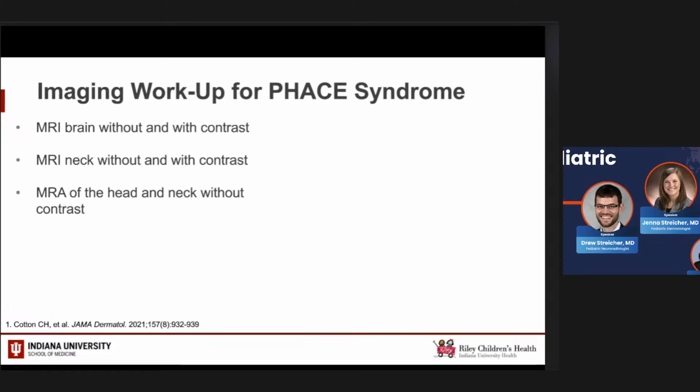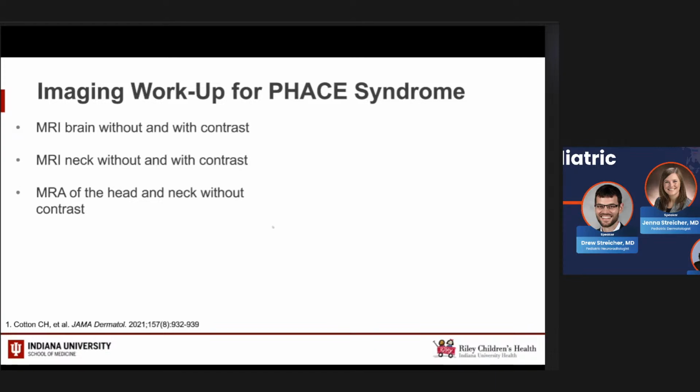You can have airway hemangiomas and things of that sort, where a neck MRI is certainly warranted and helpful to have, but those usually aren't the patients that we're working up for PHACE syndrome. So that's a bit of an asterisk and a question mark for me personally, but it is in the guidelines, so you will see that ordered.